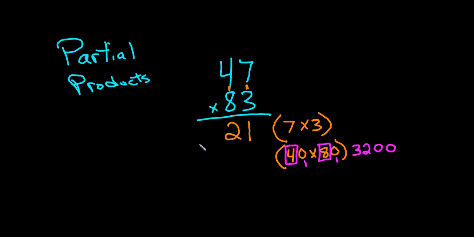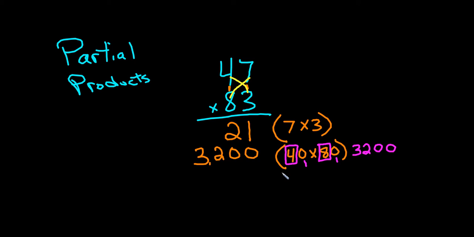So that partial product, let me do it in orange here, that is 3,200. Now I'm not done because I have more partial products I have to do. I have to do the crisscross. I have to do this 80 times this 7, and then I can do this 40 times this 3. So let's put that together.